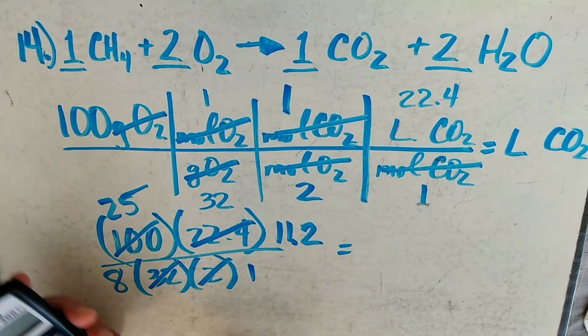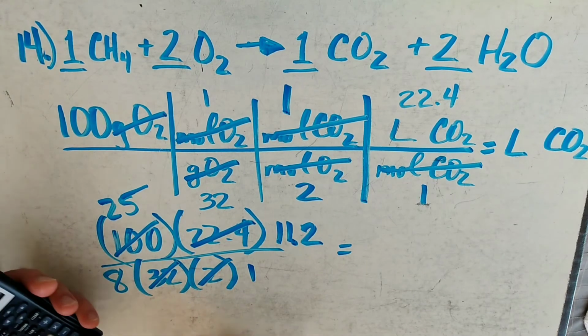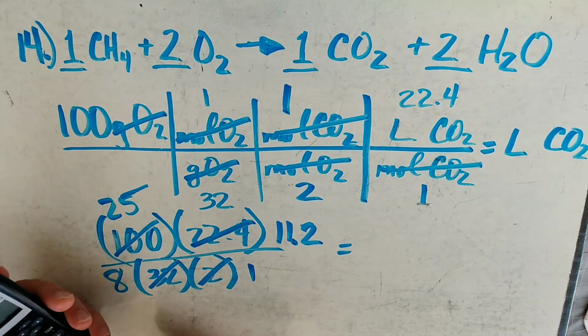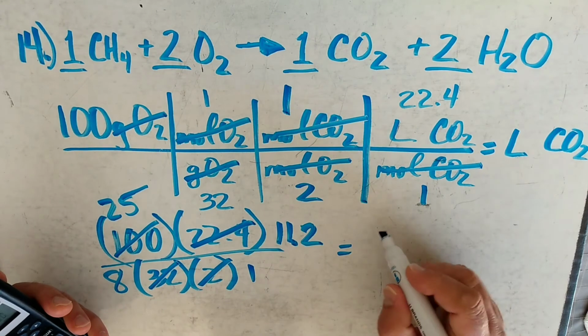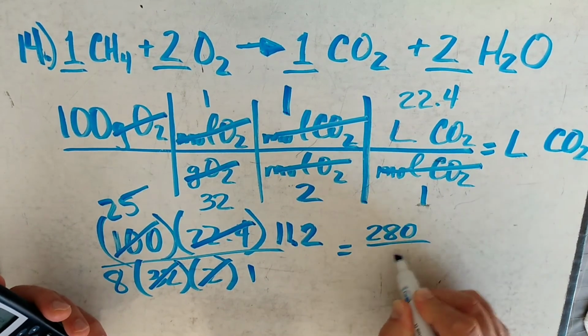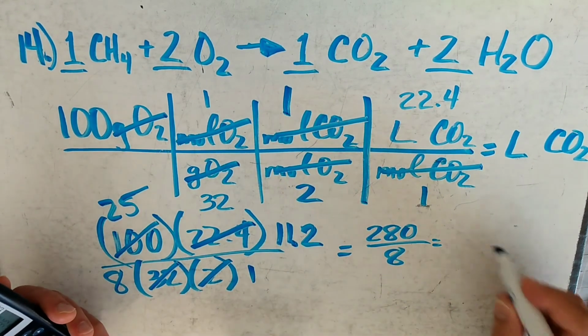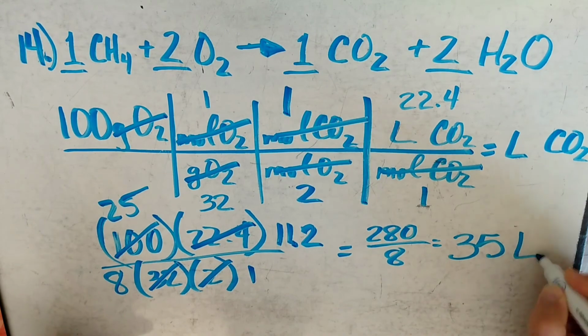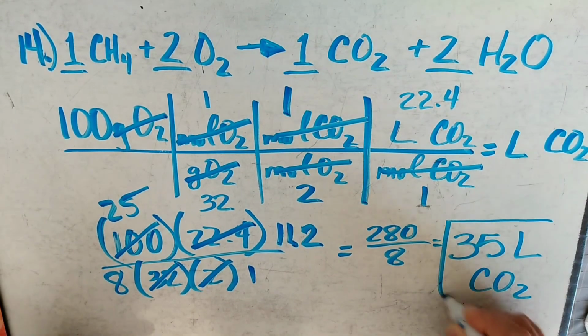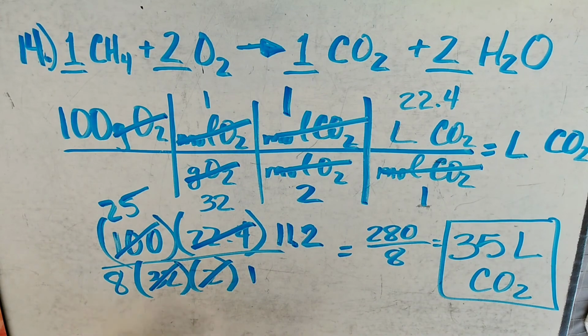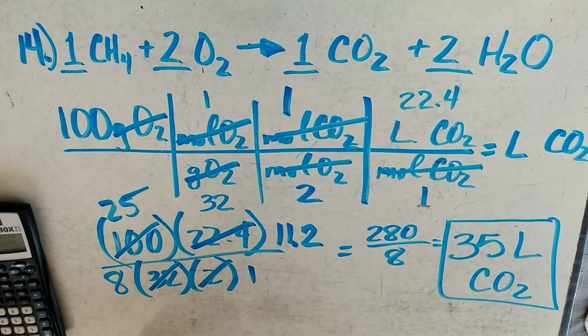So we're going to need our calculator. We have 25 times 11.2 equals 280, all divided by 8 equals 35 liters of CO2. And that is how we end up doing problem number 14. Again, remember, we can use the exact same balanced equation to ask multiple questions, and we can keep changing this part of the problem.